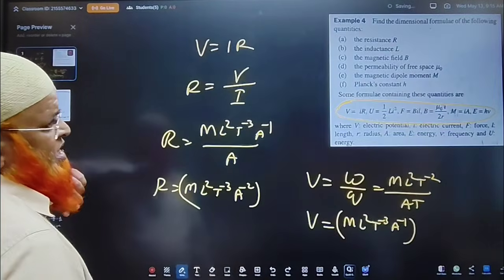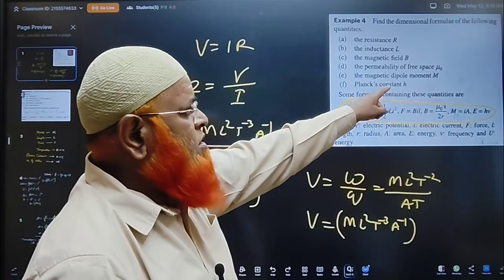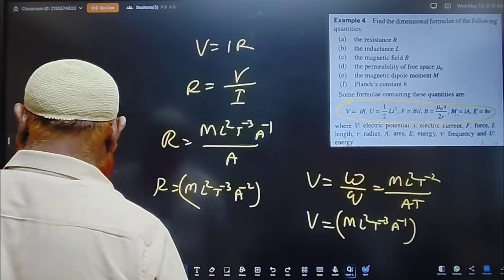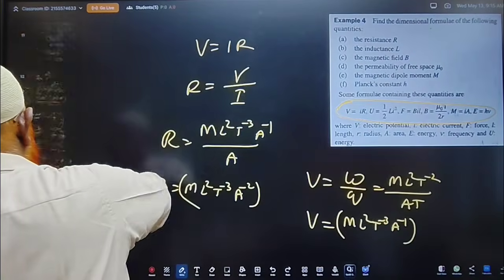Okay. So next, what is the dimensional formula? Planck's constant. So what is the dimensional formula for Planck's constant?